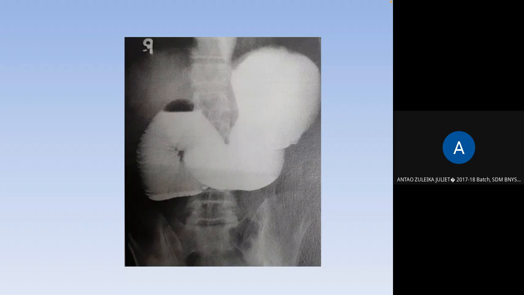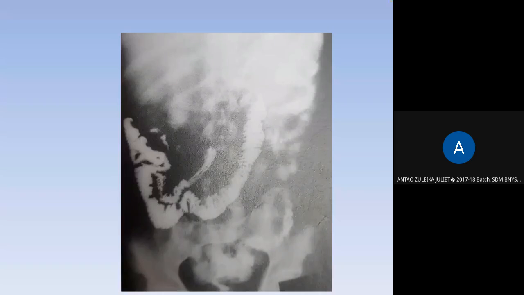And here we have an image where you have done a barium follow through. Now, is it normal, abnormal?